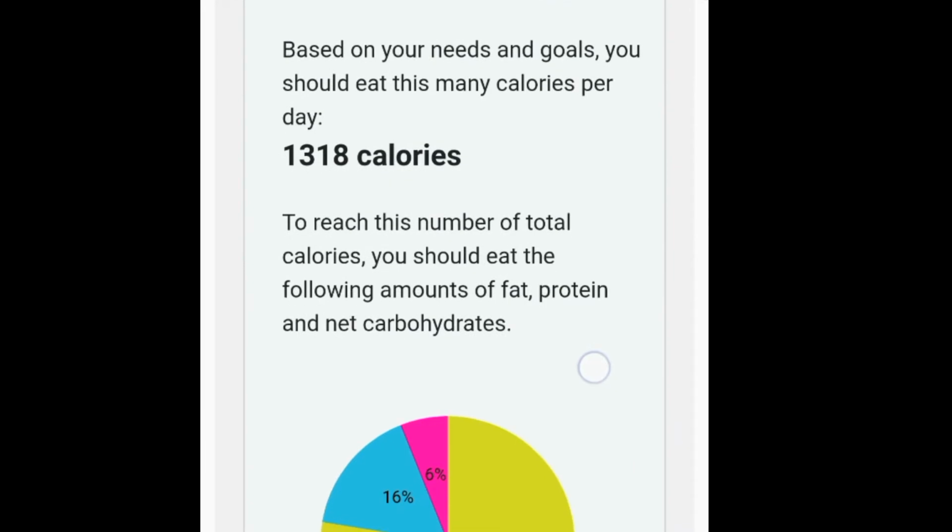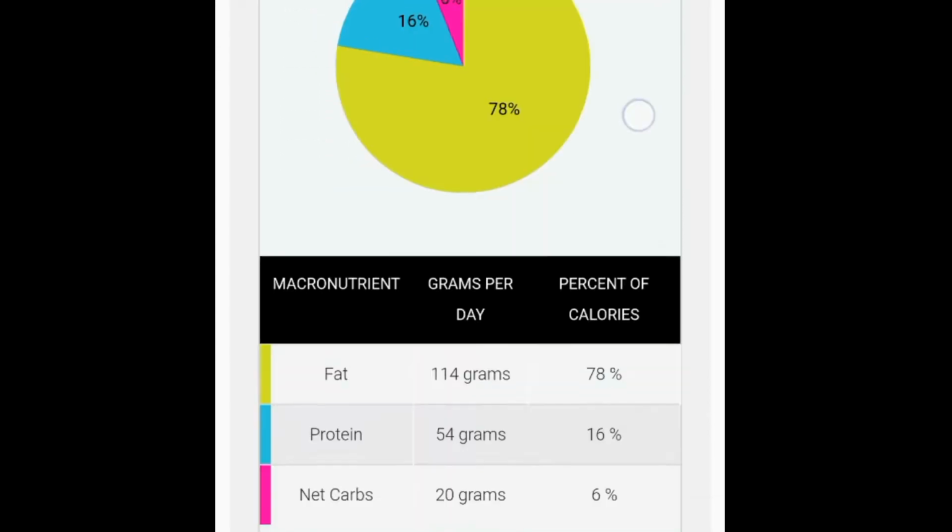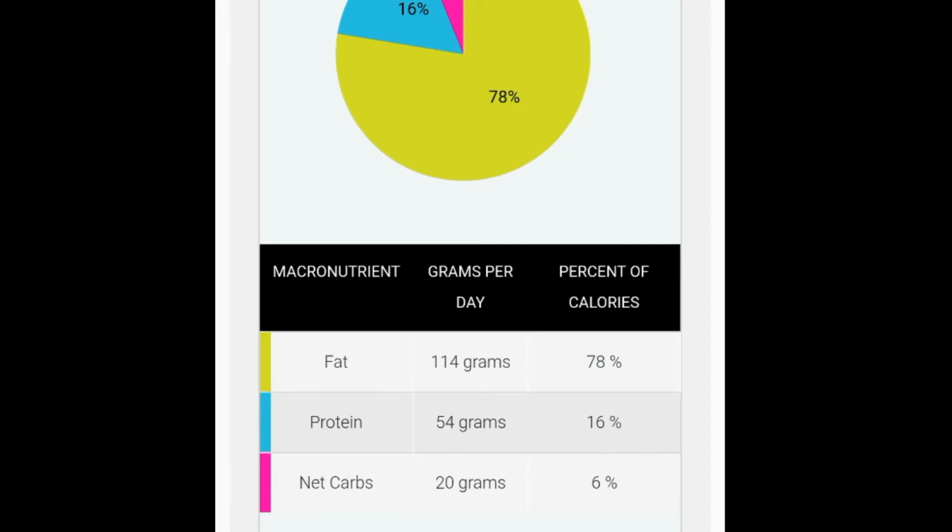So this is telling me that based on my needs and goals, I should eat 1,318 calories in a day. And of that, I should have 114 grams of fat, which is 78%. I should have 54 grams of protein, which is 16%, and 20 grams of carbs, which is 6%. So that is how you work out your macros.